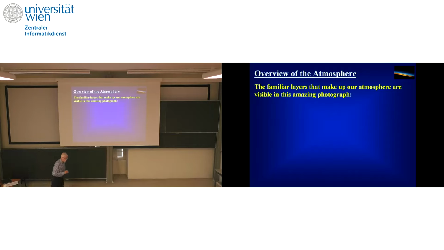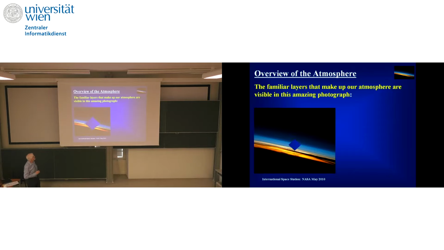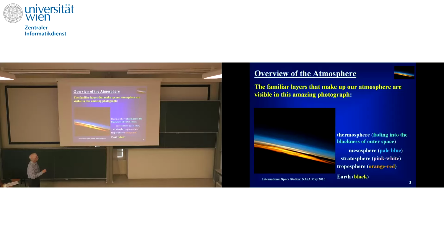I guess that we're all pretty familiar with the general makeup of our atmosphere. And this, I believe, it really is quite an amazing photograph. What you've got here, this is the Earth. As you see, it was taken by NASA in 2010. The orange-red is the troposphere. Just above that, the pink is the stratosphere. The light blue is the mesosphere. And you can just see very much darker, and then going into black, is the thermosphere.